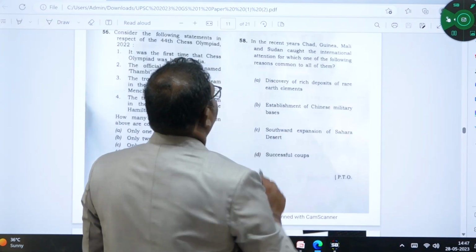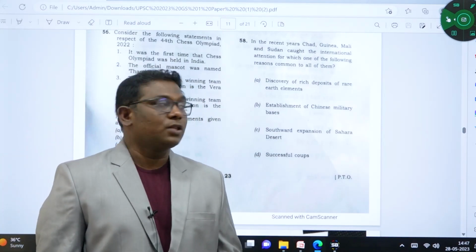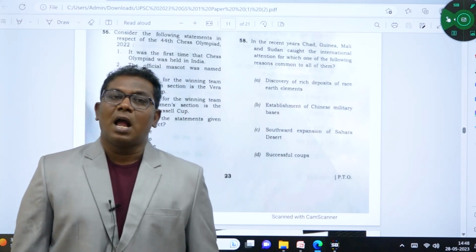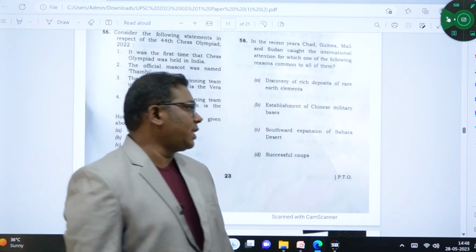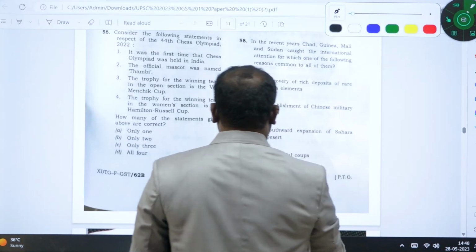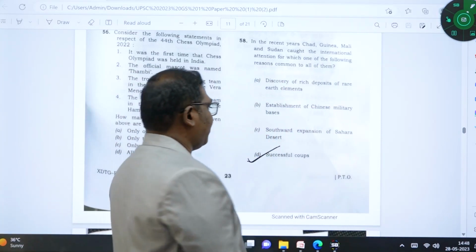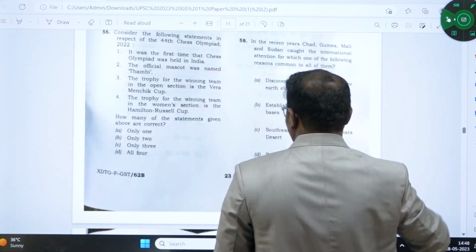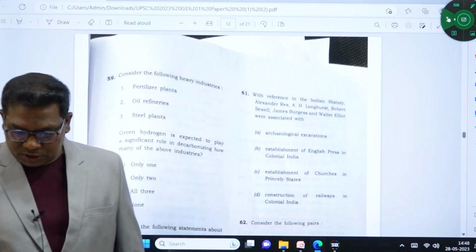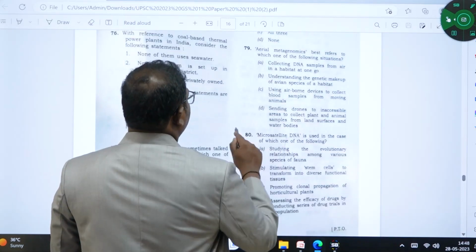And coming to the 58th question, it was directly mentioned many times in the Times of India and The Hindu also. Chad, Guinea, Mali and Sudan, the countries in Africa, have faced coups, successful coups. So that's why it is a common current affair, but related to geography, a geopolitical issue. That is the reason I have integrated it in geography related aspects. So option D is the right answer for the 58th question. And after the 58th question, geography related questions we can see in serial number 71.